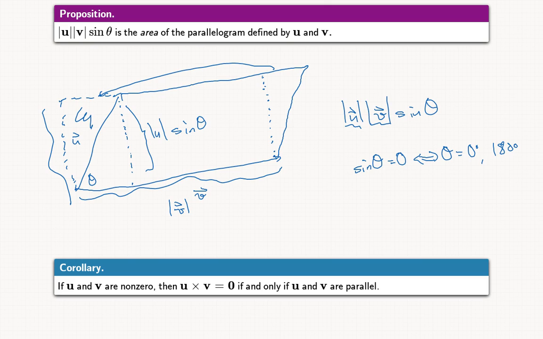So compare this to if u and v are non-zero, their dot product is equal to 0 if and only if u and v are orthogonal. Note here, for the dot product, 0 the number. For the cross product, it's 0 the vector. That's sort of a complementary property.